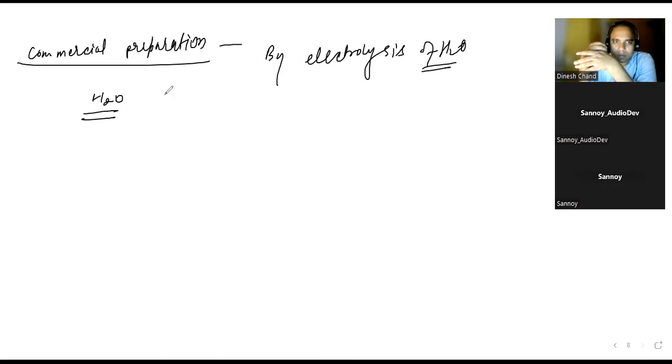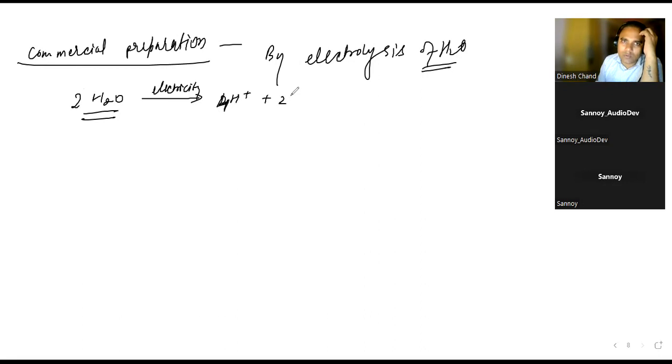There are 2 hydrogen and 1 oxygen. What is the reaction? At which electrode is it obtained? First, you are passing electricity. So the first step gives 4H+ and 2O2-. Okay. So which gas is going to be liberated at the anode and which gas at the cathode?